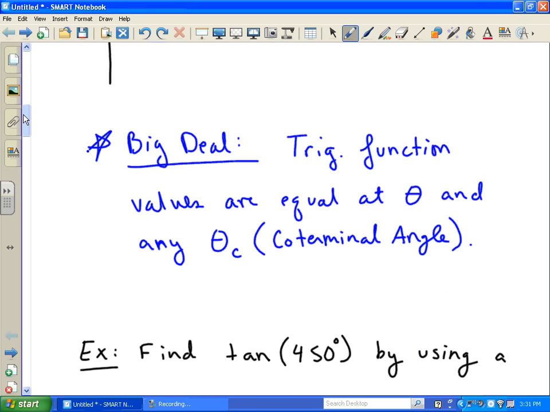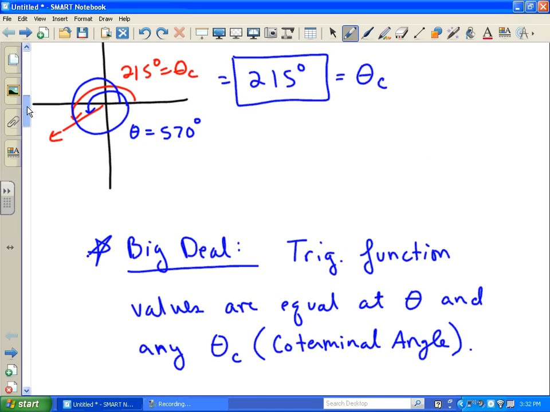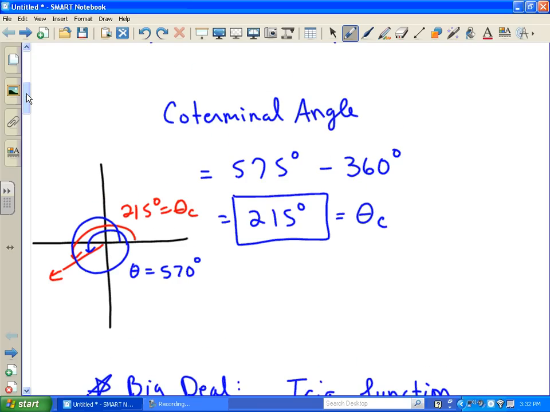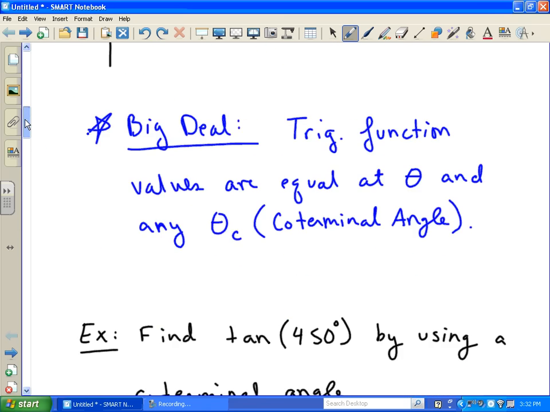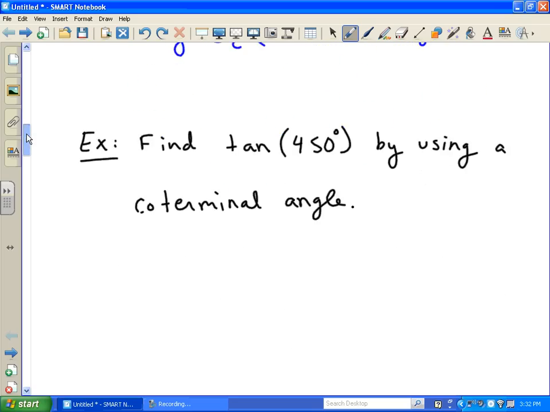Now, a big deal about this is that trig function values are equal at the original angle and any angle that's coterminal. You don't have to specify the quadrant that your coterminal angle falls within, because when you say that 575 and 215 degrees are coterminal angles, then you know automatically for both of those that they are in quadrant 3. So you don't need to specify the quadrant that a coterminal angle falls.